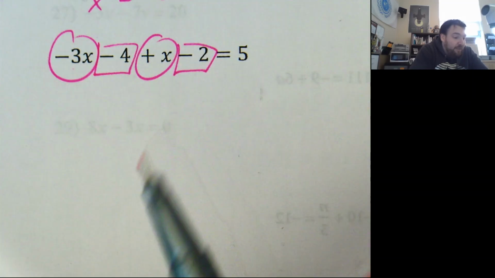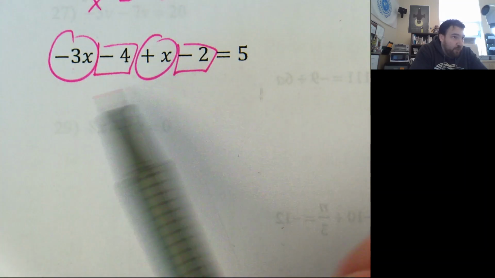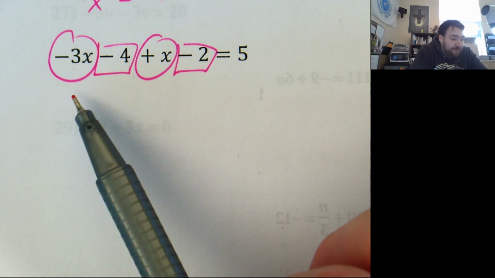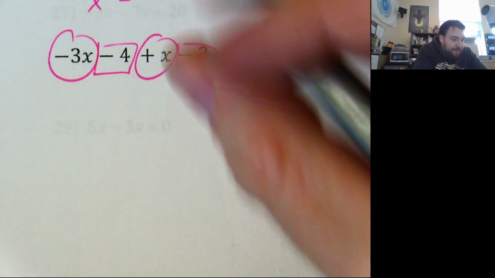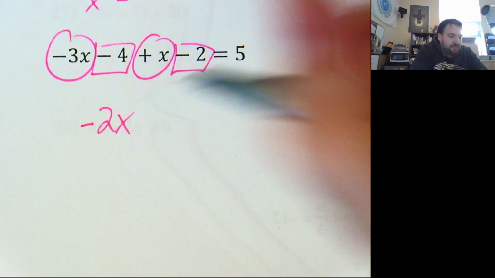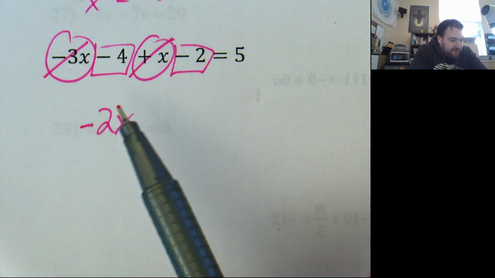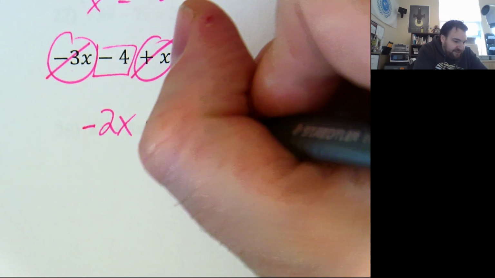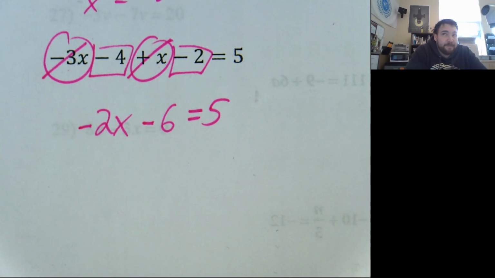We're adding and subtracting here, so the exponents aren't changing. We're not multiplying or dividing variables, we're just adding them together. Negative 3x plus 1x is negative 2x. That one's done. And then negative 4 minus 2 is negative 6, equals 5. Nothing's happened on the right-hand side.